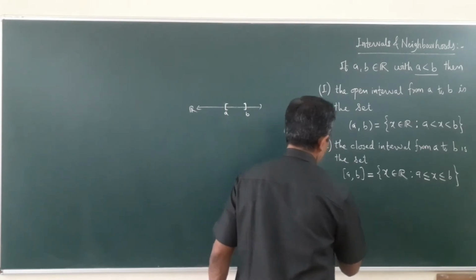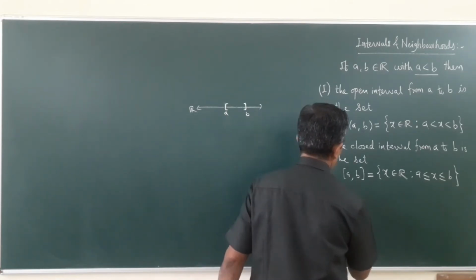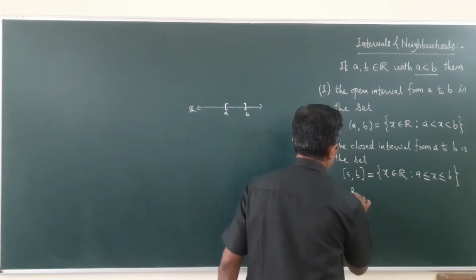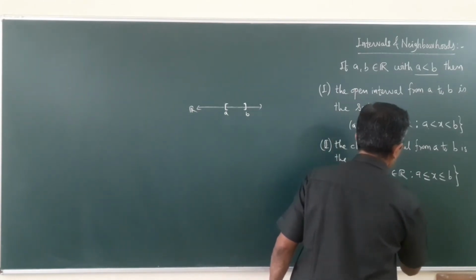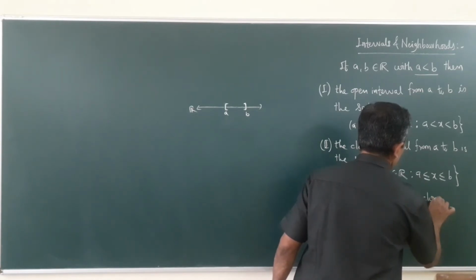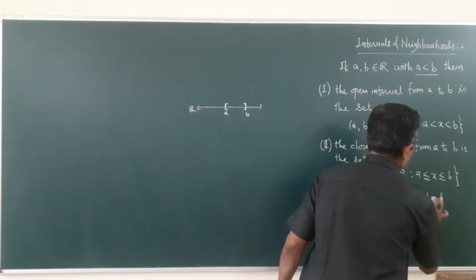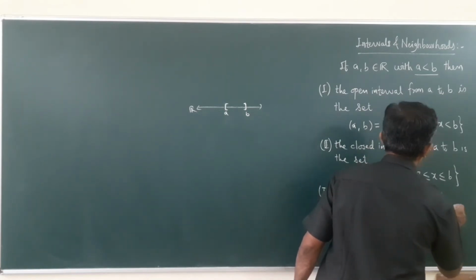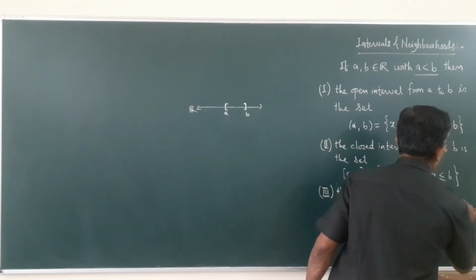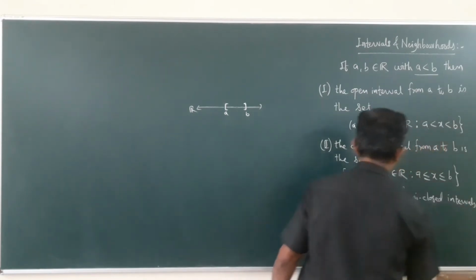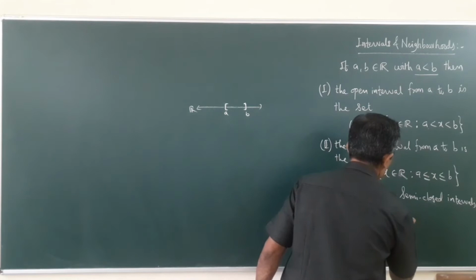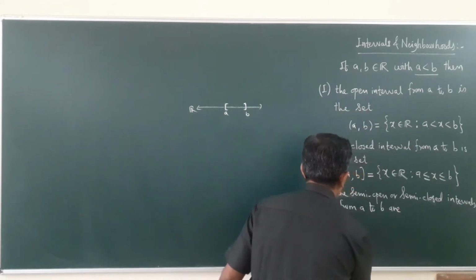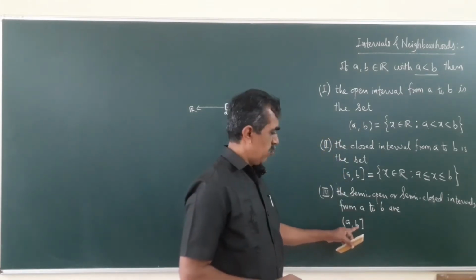Third type, the semi open, or half open, or semi closed intervals from A to B. Now see, open and closed: it is open to the left hand and closed to the right hand.